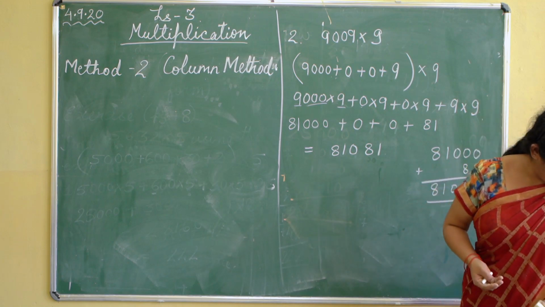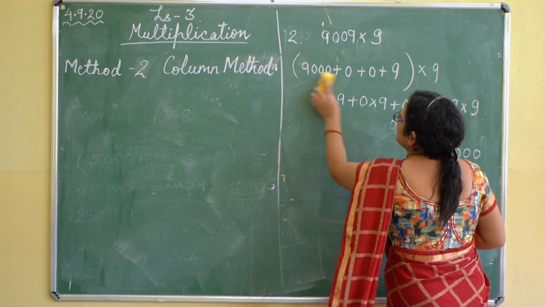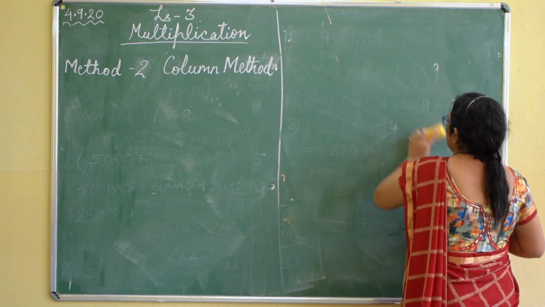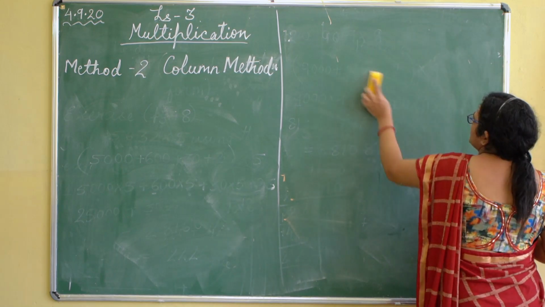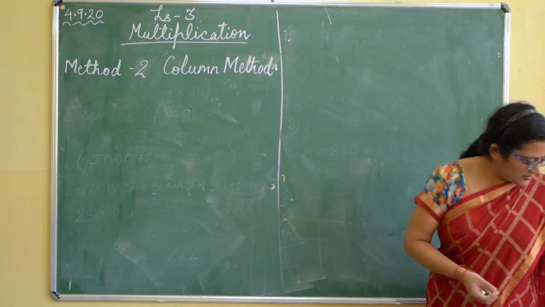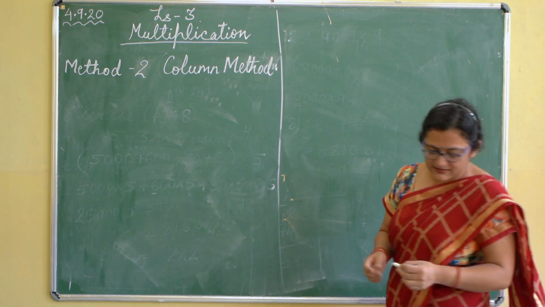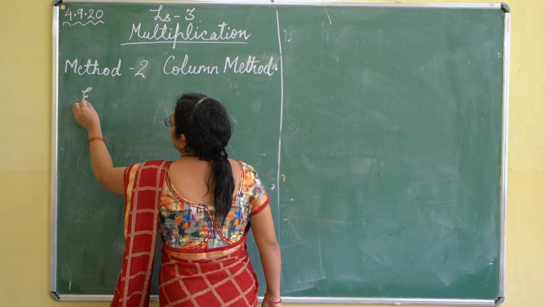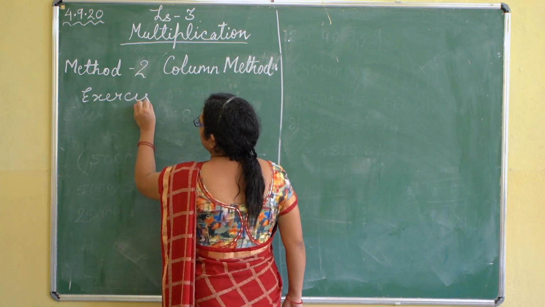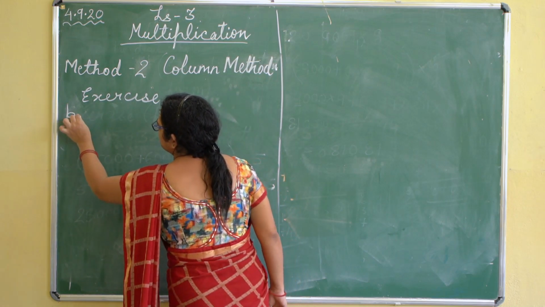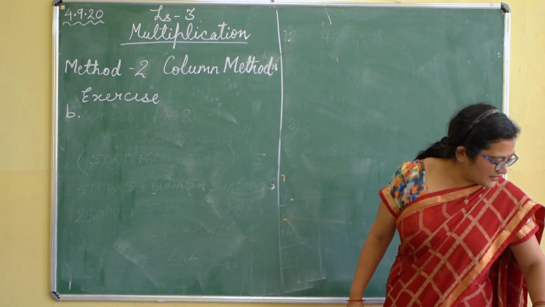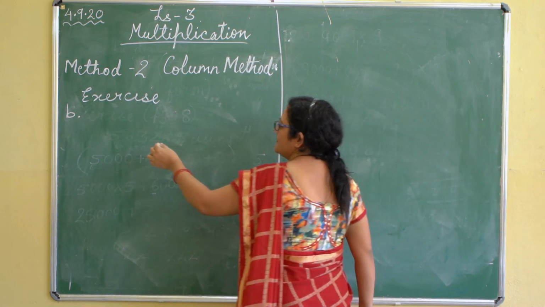Now how we'll do this second method, that is multiplication by column method. I'll explain one question. That is exercise B, using the column method.